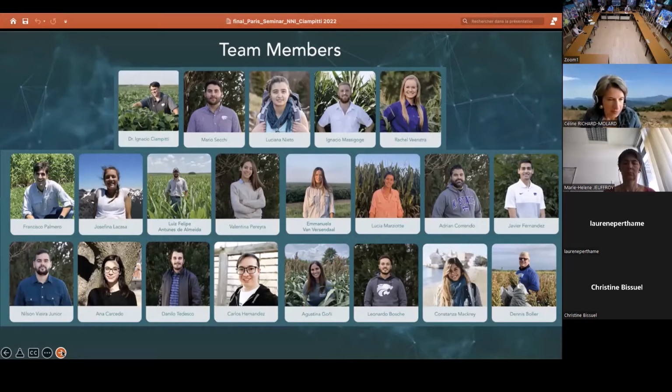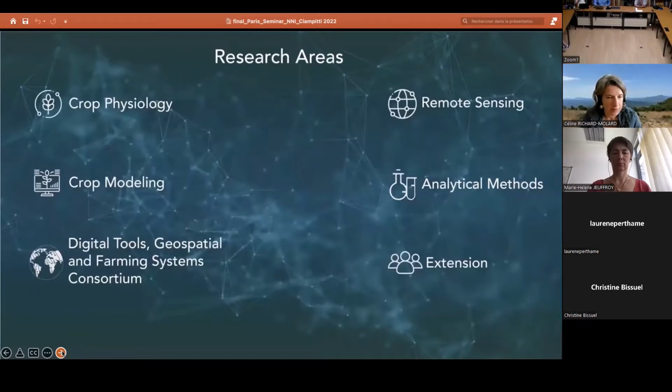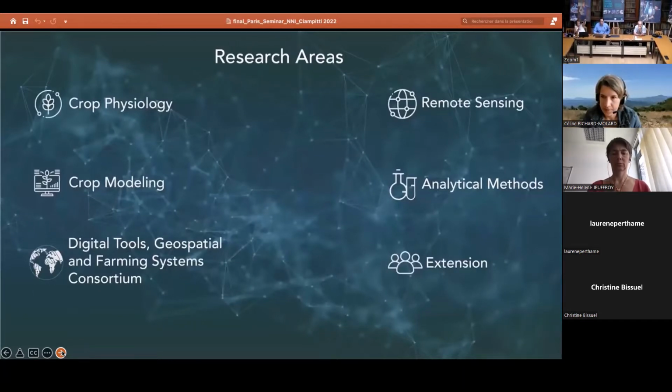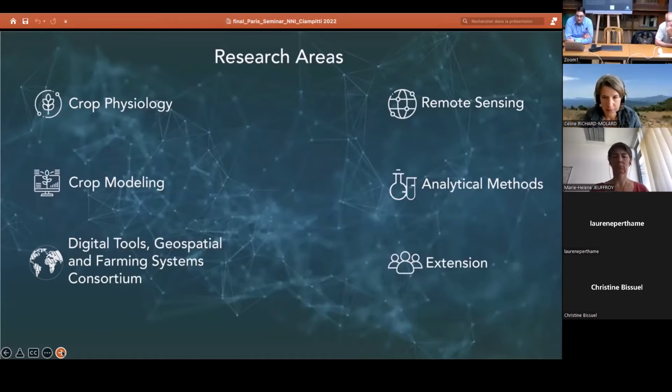And then we have several master students and a few postdocs. So it's a very large research team working on many topics. Some of the areas that we work on: we are really looking at crop physiology as our basis and foundation, trying to understand the processes in the plant, and from there we start upscaling to crop modeling and remote sensing. We also focus on analytical methods because we work on carbohydrates in analyzing the plants, we work on fixation for legumes, and we do a lot of extension.